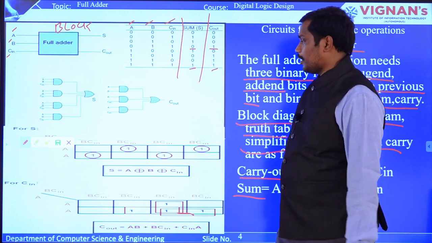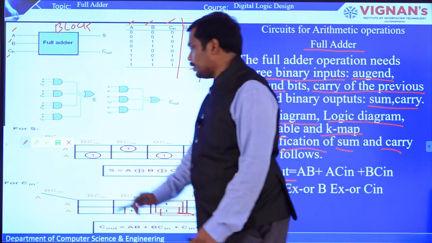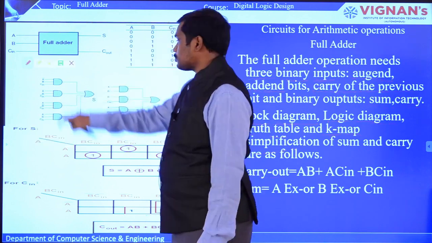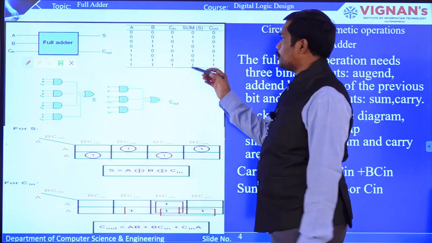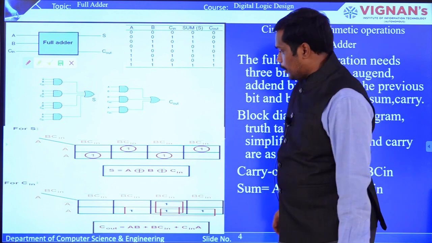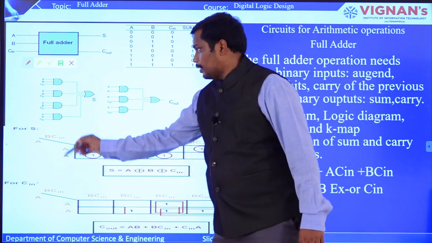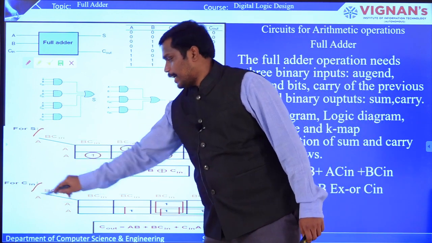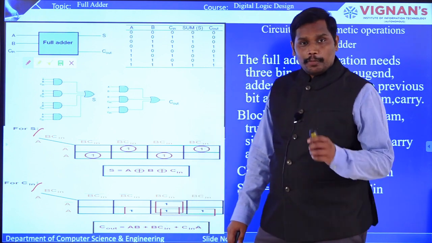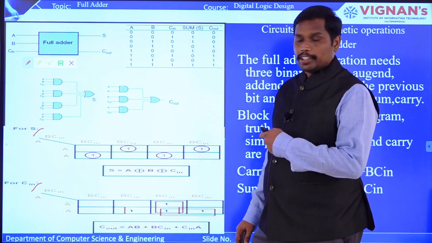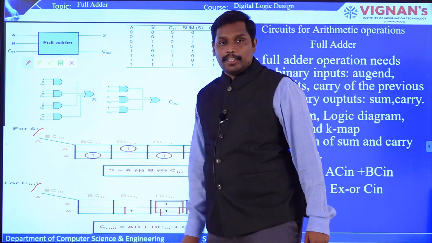So for this particular full adder, based on this truth table, you are going to construct a Karnaugh map for sum as well as carry. But how many inputs are there? Because 3 inputs are there, you are going to construct a 3 variable Karnaugh map.